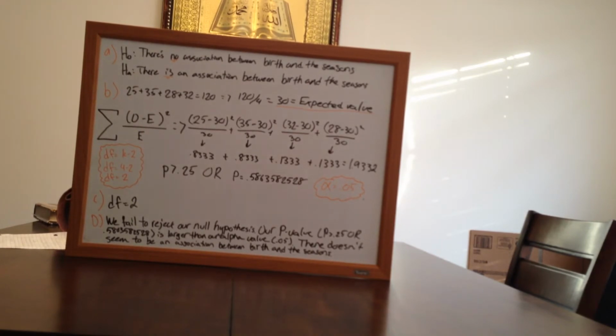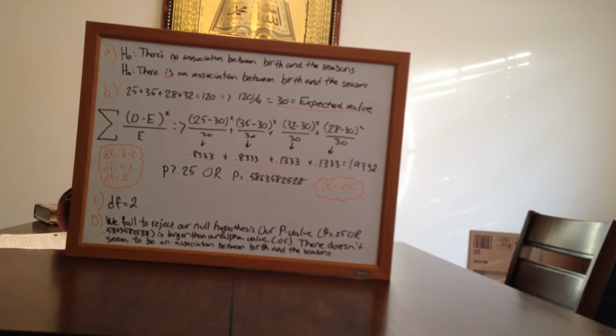It says, how many degrees of freedom does the chi-square have? Before we look into our chi-square table, we need to find the degrees of freedom. In this case, it's k minus 2, k meaning how many numbers there are. So there's 4 numbers here, the 4 seasons, minus 2, which would give us the degrees of freedom of 2.